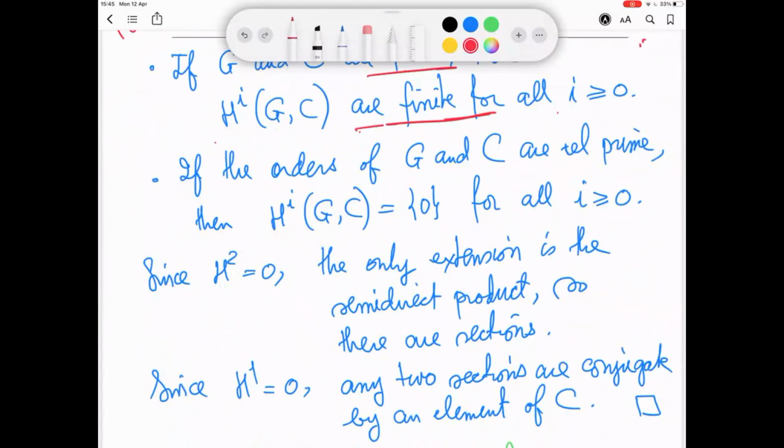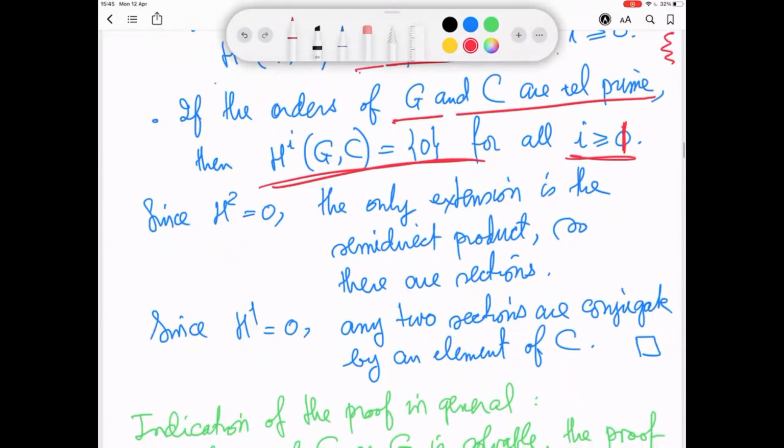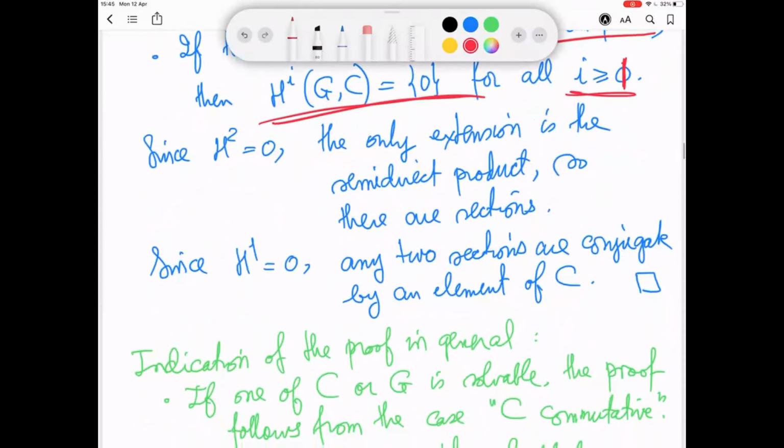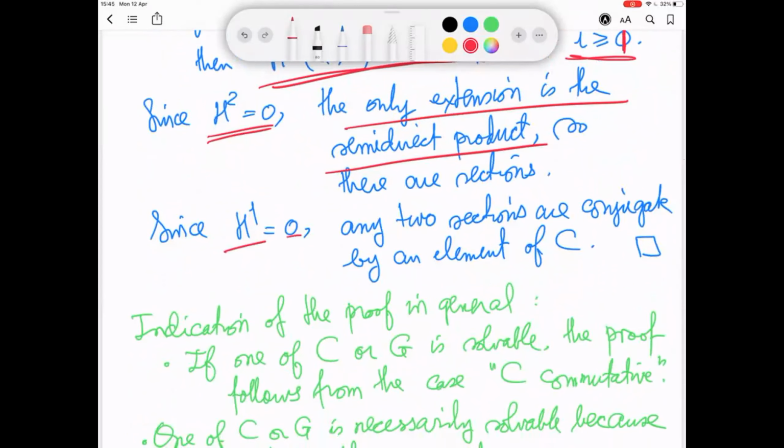Moreover, if the orders of G and C are relatively prime, then these H^i are actually trivial for all i. Now, as I said, H^2 being 0 means that the only extension is a semi-direct product. And H^1 being 0 means that any two sections are conjugate by an element of C.